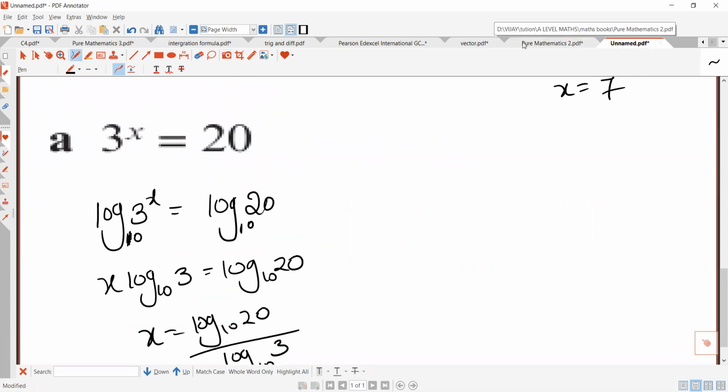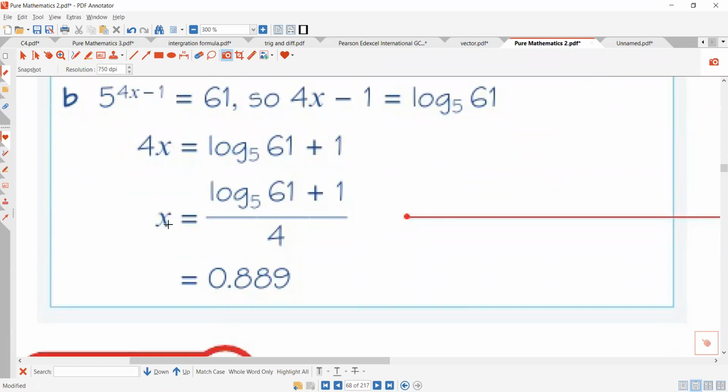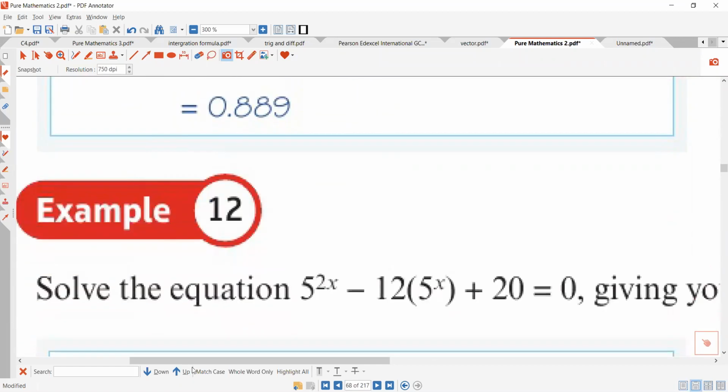I forgot to stop the recording. Since all of you understood this sum, I don't have to do it for you all. You have to just multiply log on both the sides. That's it. Okay, then let's go to the next sum.